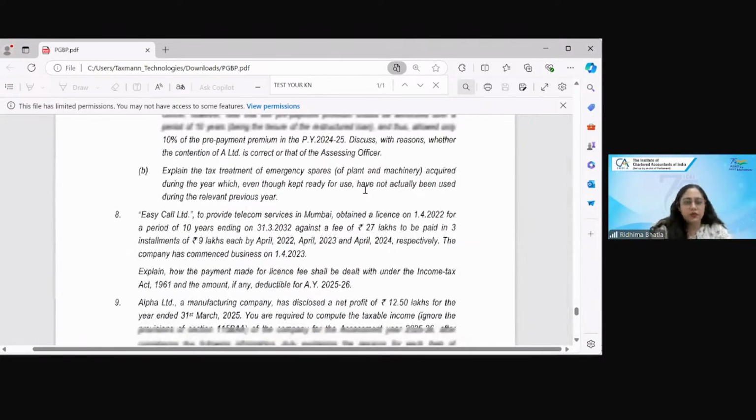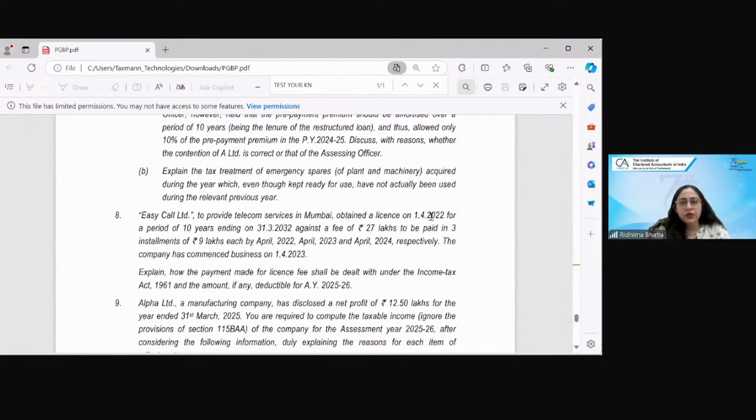What did Easy Call do? They provided telecom services in Mumbai, obtained a license on 1st April 2022 for a period of 10 years ending on 31st March 2032, against a fee of 27 lakh to be paid in 3 installments of 9 lakhs each by April 22, April 23, April 24. The company commenced the business on 1st April 23. Now, explain how the payment made for the license fee shall be dealt under the Income Tax Act.